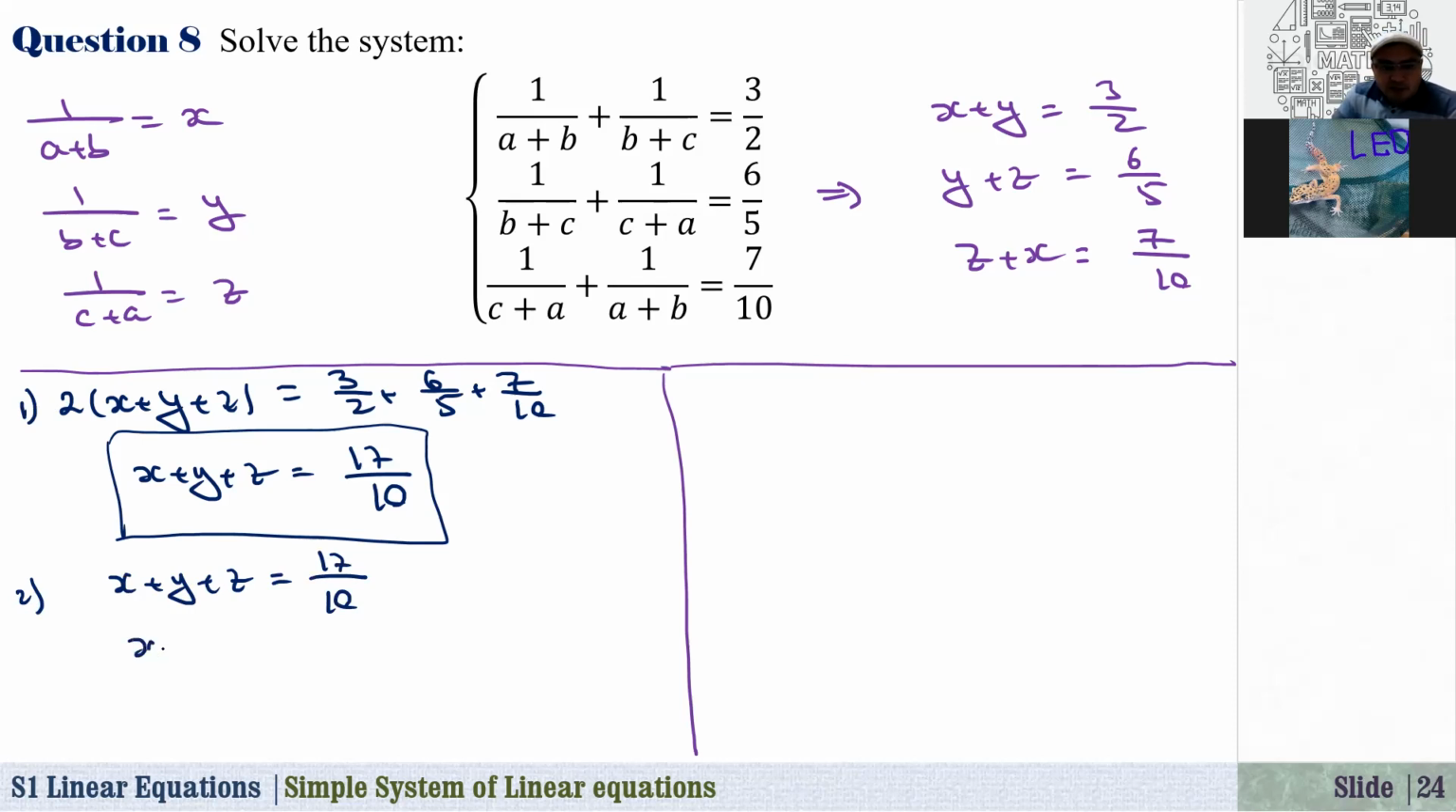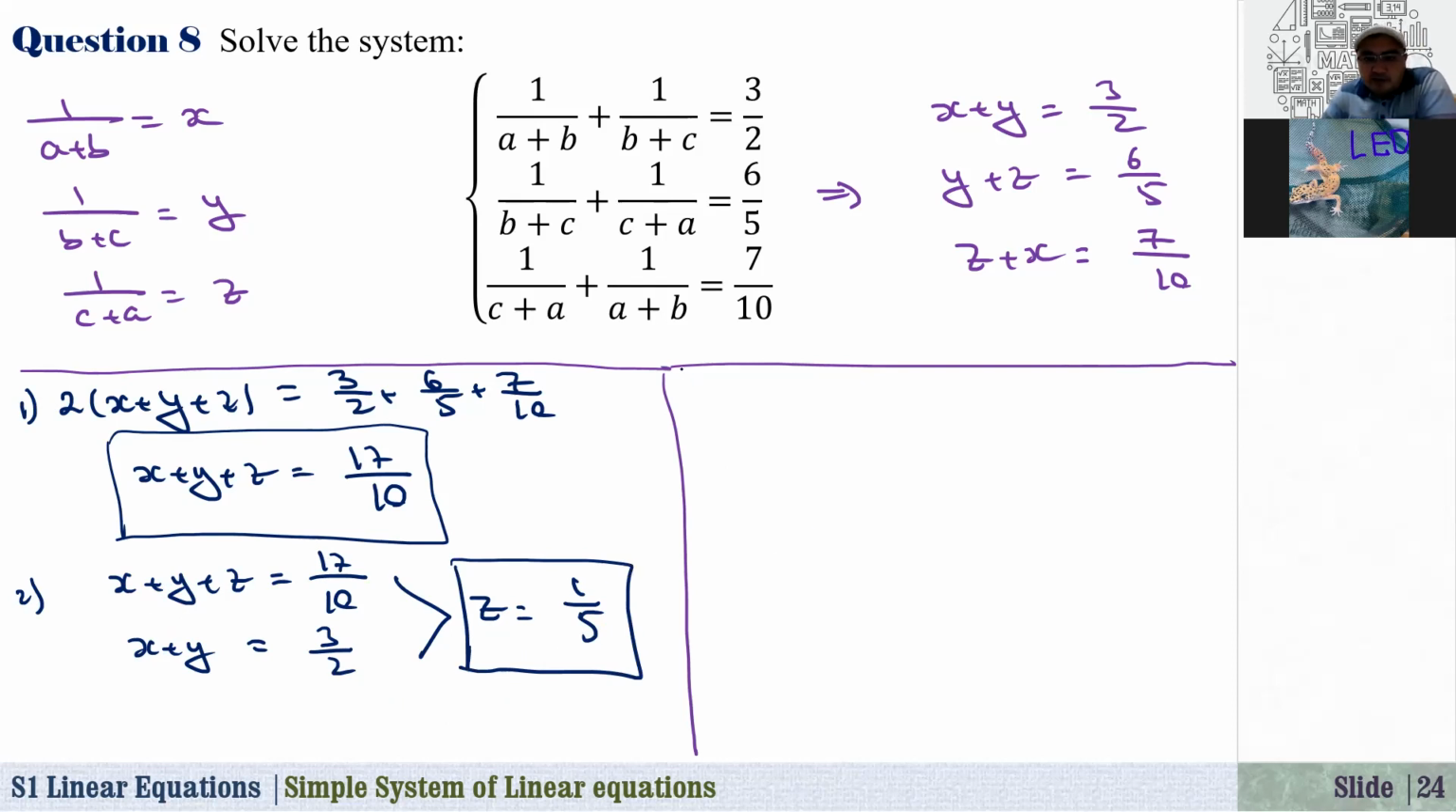And the first one is x plus y is equal to 3 over 2. So if you subtract, right, x gone, y gone, so here we have z. And what is 17 over 10 minus 3 over 2? That's equal to 1 over 5.